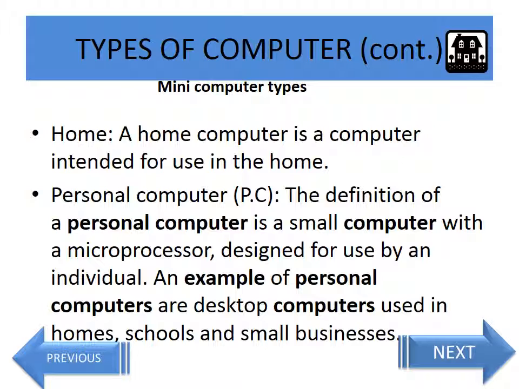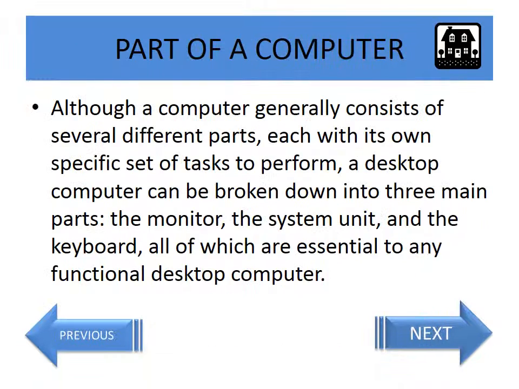Now we move on to the home computer. A home computer is a computer intended for use in the home. Personal computer, PC. The definition of a personal computer is a small computer with a microprocessor designed for use by an individual. An example of a personal computer is a desktop computer used in homes. Point of correction: we should take note of the personal computer, the home computer, the minicomputer, and the microcomputer. There are a lot of differences between them.